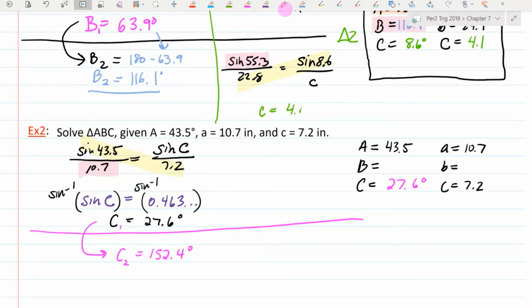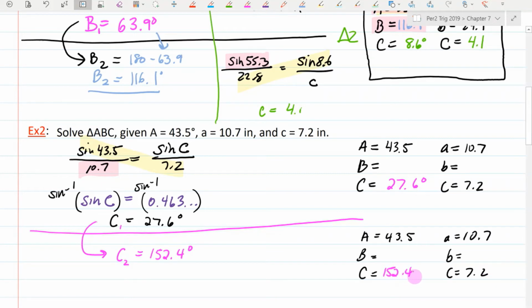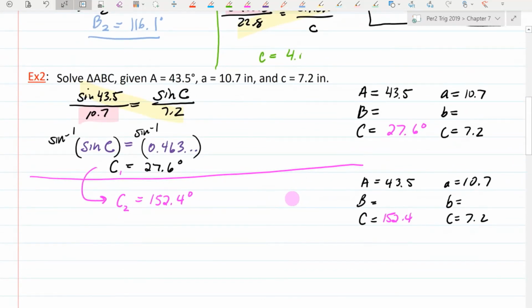So that means in the second triangle, 43.5, 10.7, and this is 152.4. Now, there's a couple reasons why the second triangle cannot exist. One reason is because these two angles are over 180. The second one, I don't know if you could tell, see if you can figure out why the second one can't be a triangle besides the fact that those are over 180.